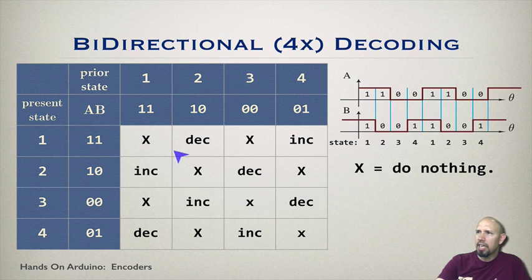These other x's happen because you can't jump from state 1 to state 3. You have to go through state 2. Similarly, you can't go from state 2 to state 4 directly. You can't go from state 1 to state 3, or state 2 to state 4. So that's why we have those x's there.